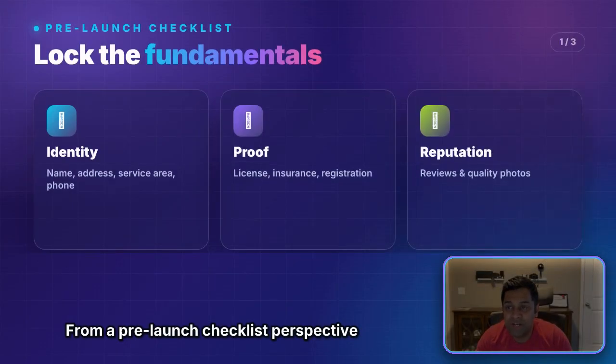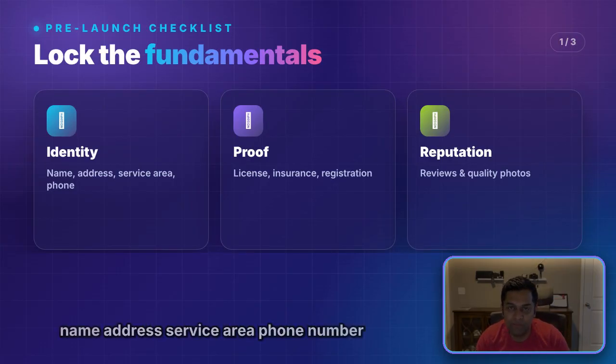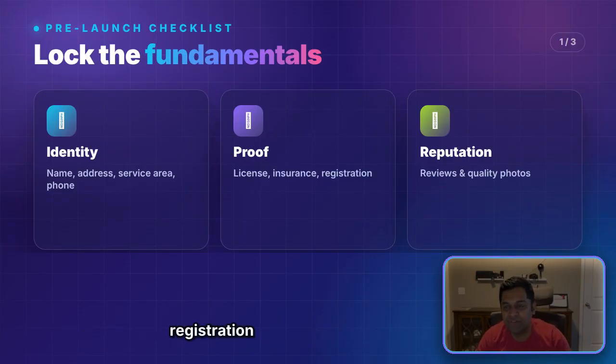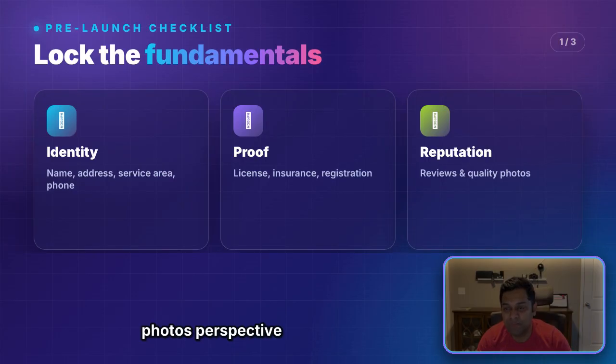From a pre-launch checklist perspective, make sure your identity is well defined, like your business name, address, service area, and phone number. Provide enough proof like license, insurance, and registration. Make sure you are managing your reputation well from a reviews and photos perspective.